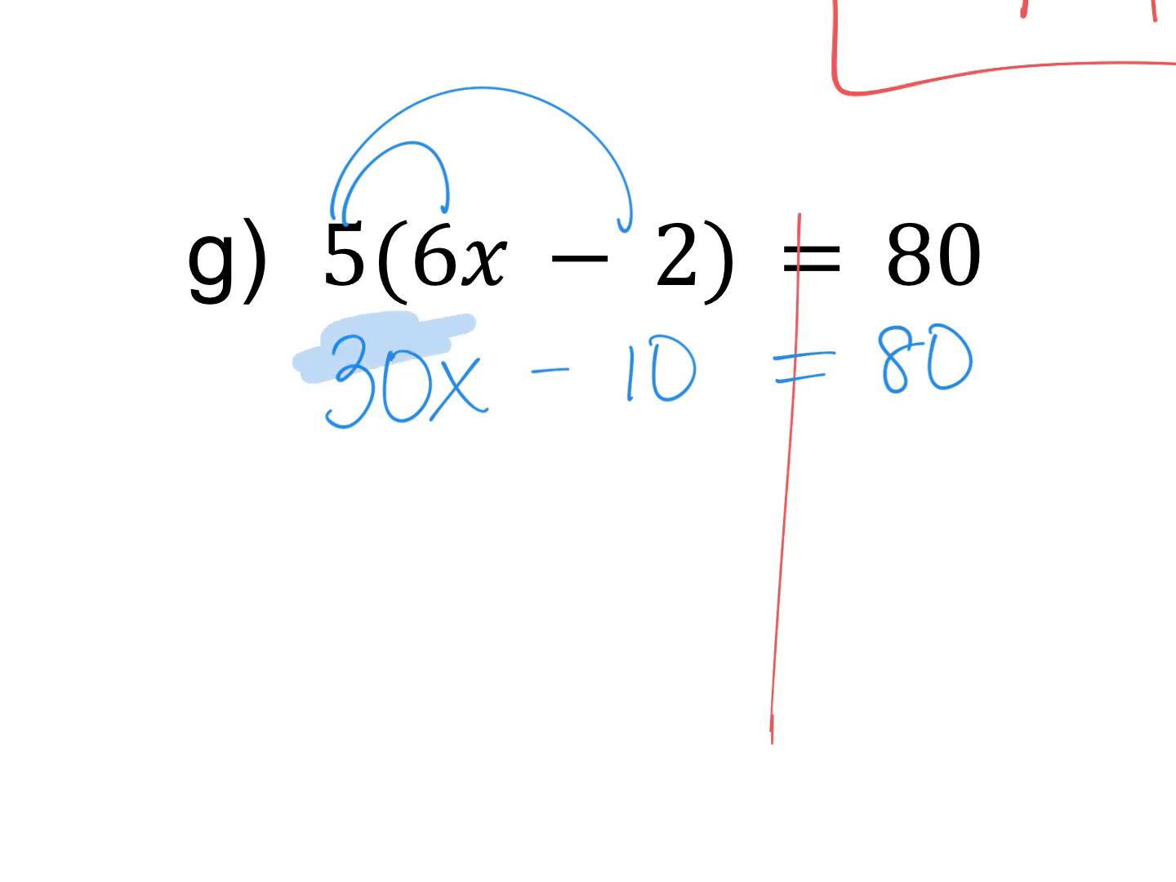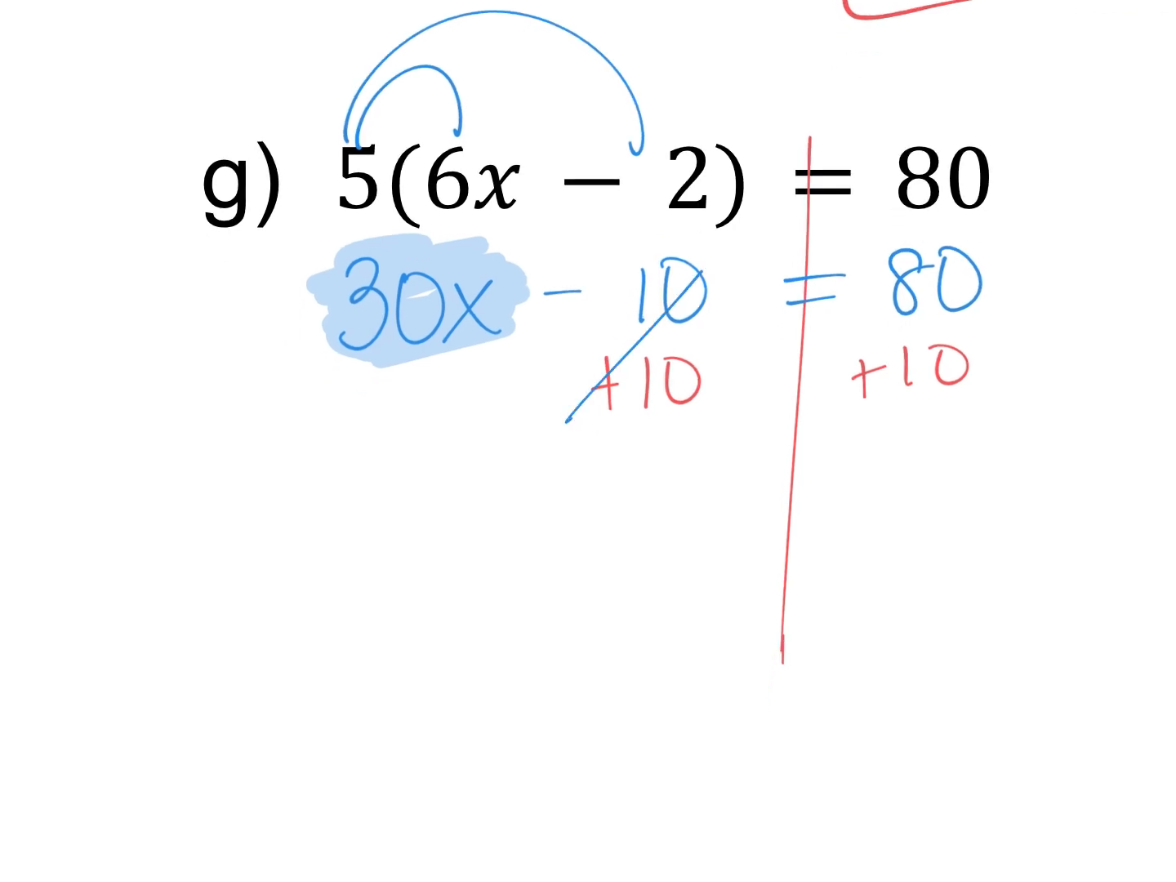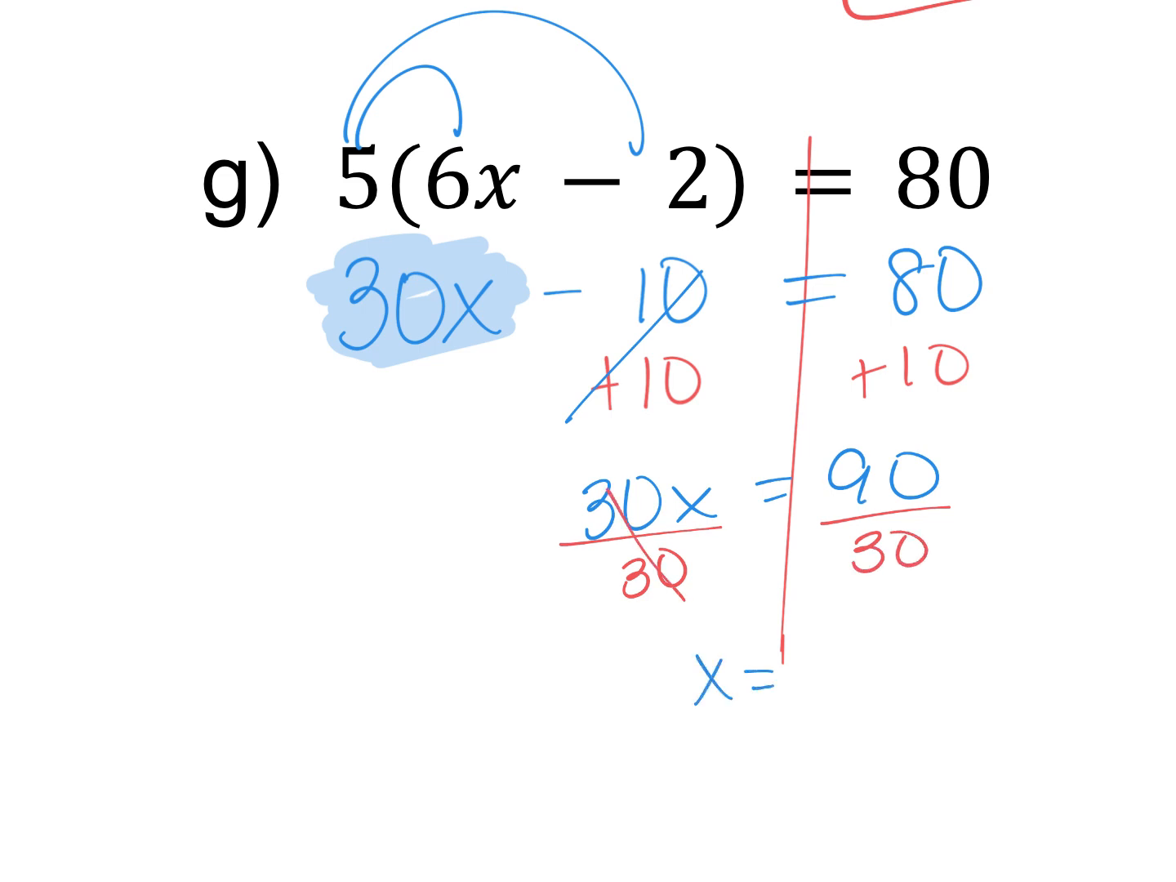Now it's a two-step equation. So let's isolate the 30x first by adding that 10 over. So plus 10, plus 10. 30x equals 90. Divide by 30. X equals 90 divided by 30 is 3.